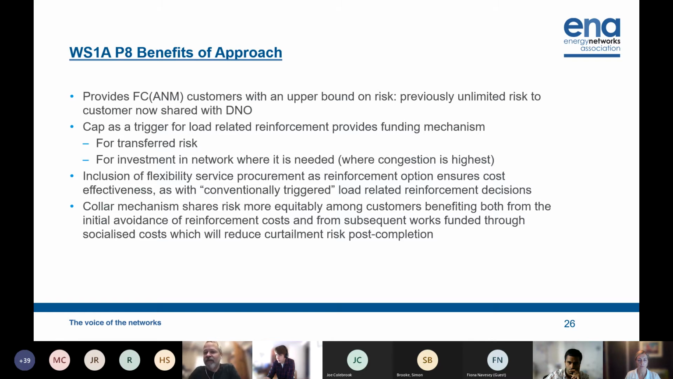The collar mechanism is there really just to share risk more equitably among the customers that are benefiting, both from the initial avoidance of reinforcement costs, which is their benefit of signing up for a flexible contract in the first place, and then also from the subsequent works that are funded by Duos customers, but mainly benefiting the flexible connection contractees in the LIFO stack. And that, in a nutshell, is what we're proposing for P8. And we welcome any feedback or comments on those proposals. Thank you for your attention.